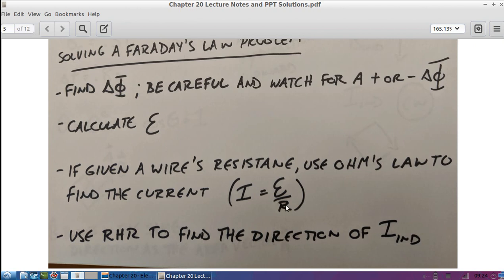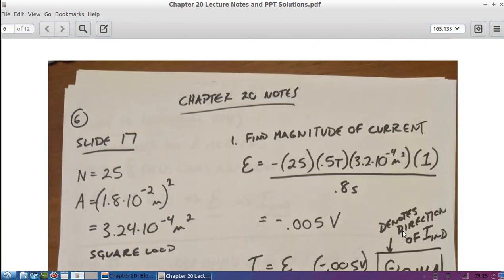Remember that resistance is the resistivity of the material times the length divided by the cross-sectional area, if we're talking about a wire. If we have those properties, we can calculate the resistance, and then we can find the magnitude of the current by using Ohm's law. We'll take the induced voltage divided by the resistance, and then we'll get the current. And then finally, we'll use the right-hand rule to find the direction of the induced current.